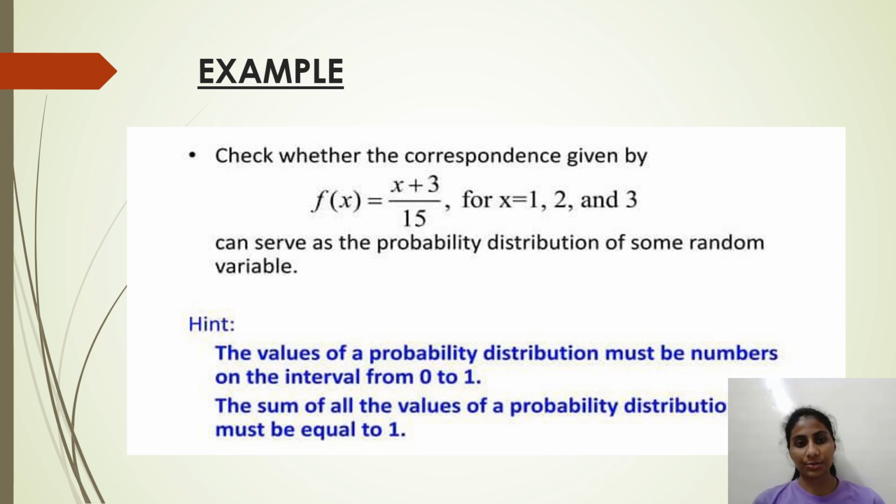Example of probability distribution. Check whether the correspondence given by f(x) = (x + 3)/15 for x = 1, 2 and 3 can serve as a probability distribution of some random variable. This is a question. The hint given is: the value of a probability distribution must be a number in the interval from 0 to 1. The sum of all the values of a probability distribution must be equal to 1.